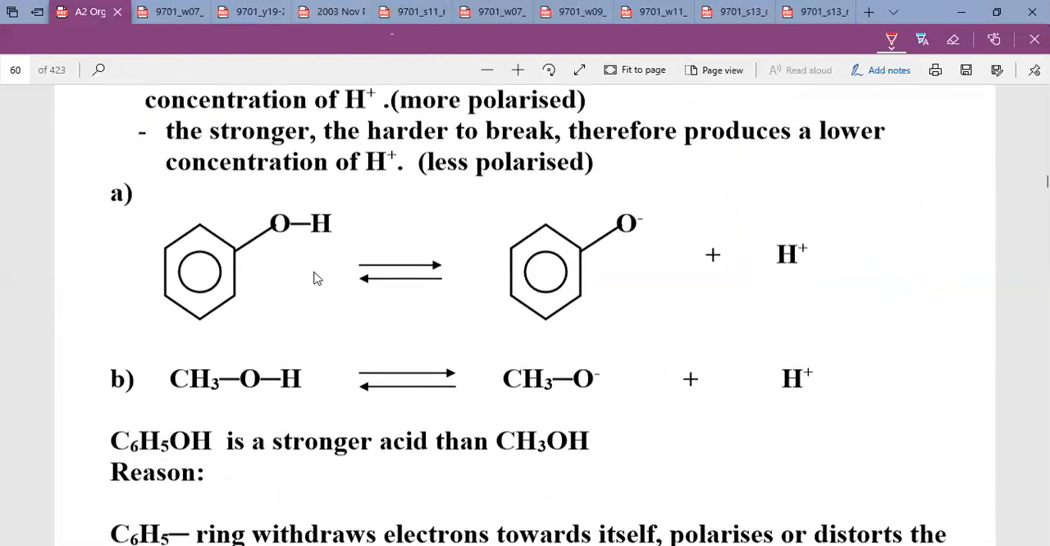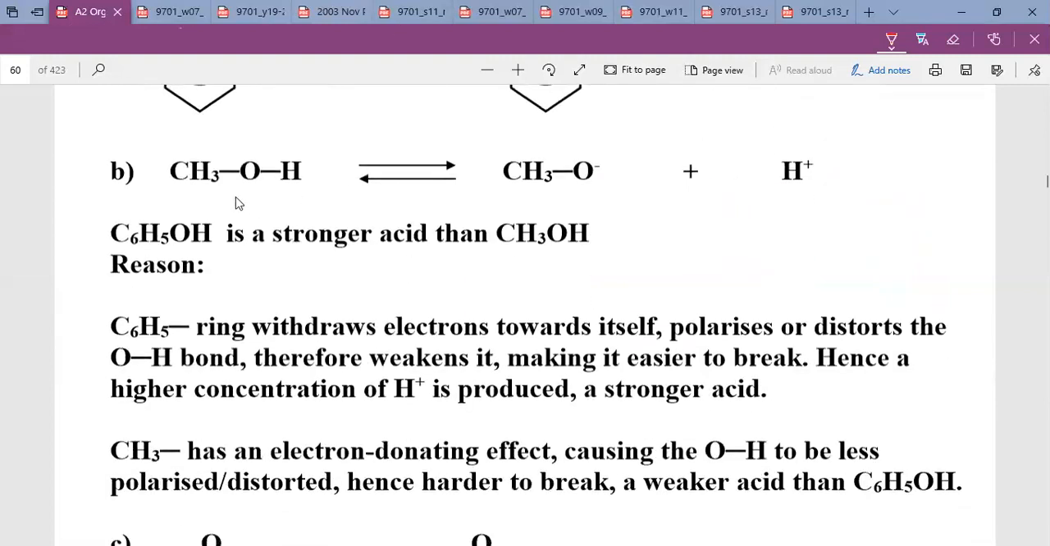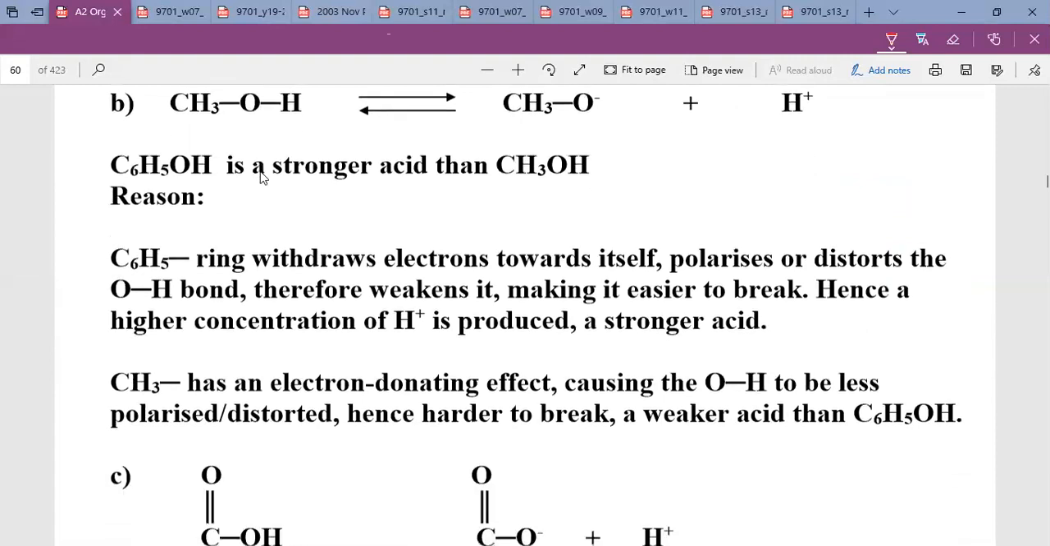Now we have done this before in your AS, when you compare ethanoic acid with your alcohols. Remember? If you remember, in your AS, I can write the AS one here. If you don't remember, I can review it for you.